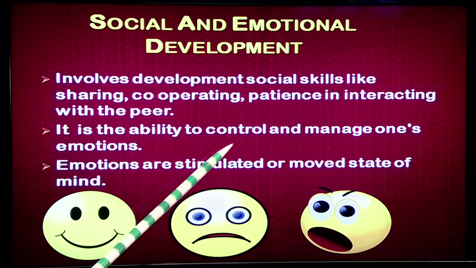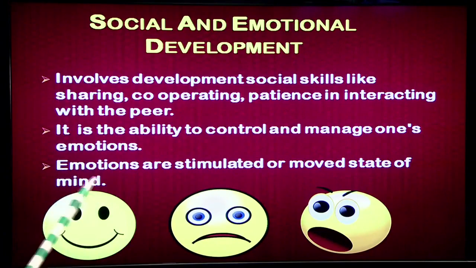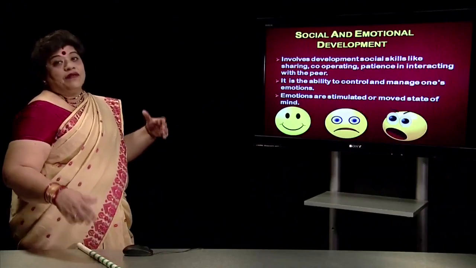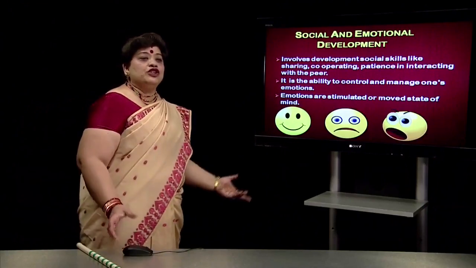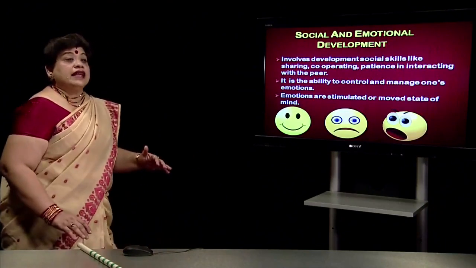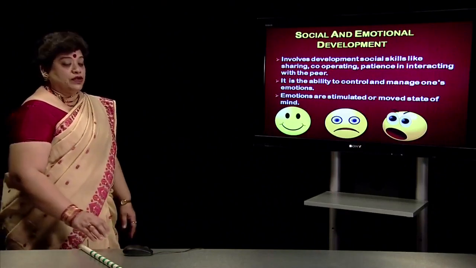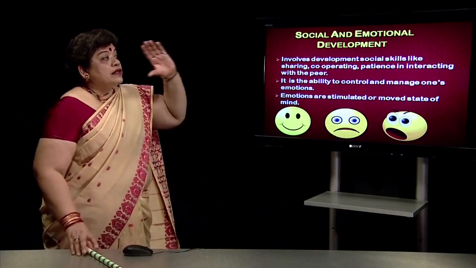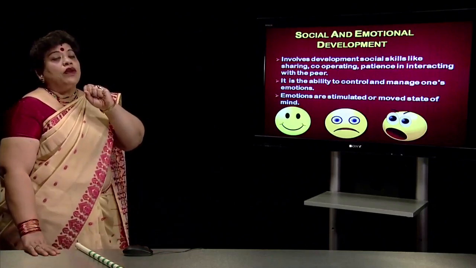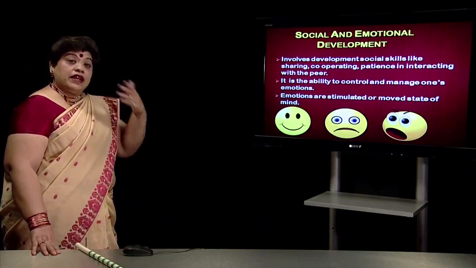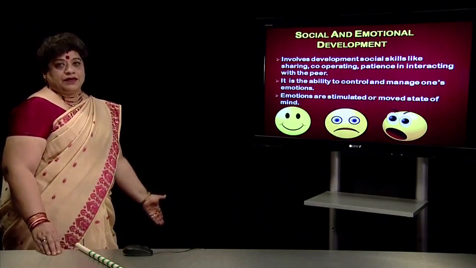It is the ability to control and manage one's emotions, and emotions are stimulated or move states of mind. Whenever we are happy, we feel very happy and we feel that our environment should also be very happy. When we are sad, we get affected by that and we affect our surroundings also. So our social and emotional development always goes together. That is, we should be expressing our emotions in a socially acceptable manner.